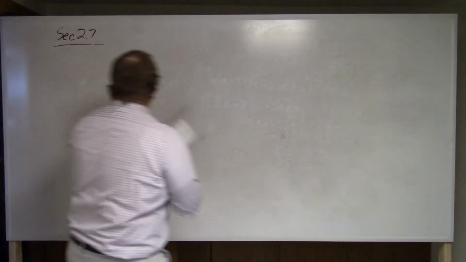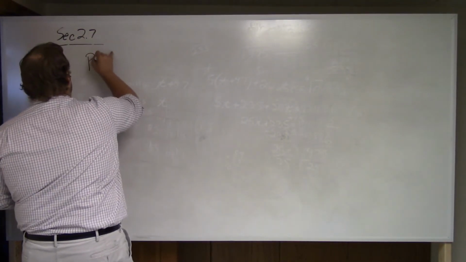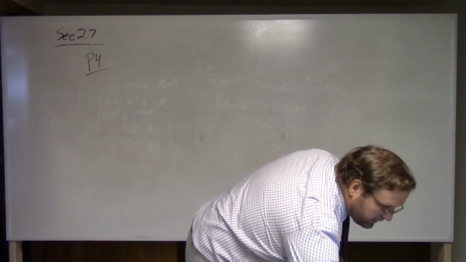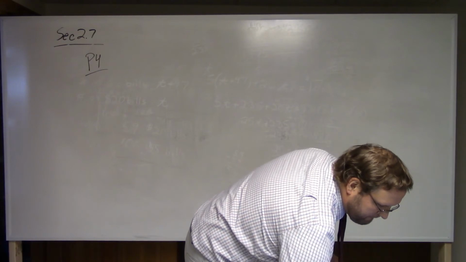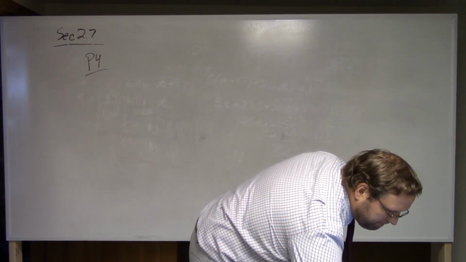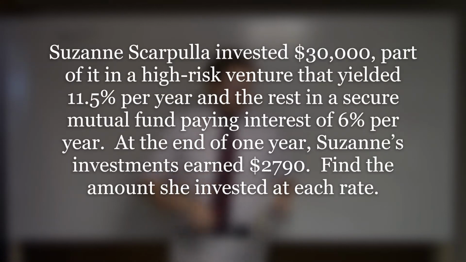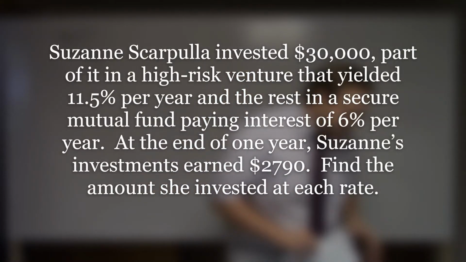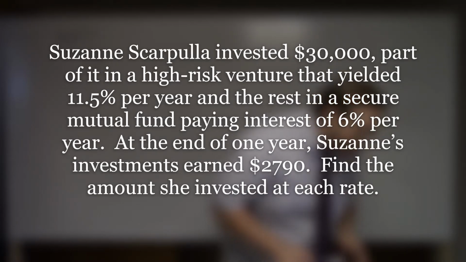Our last example, practice 4, can be found on page 144. And it says, Suzanne Scarpula invested $30,000, part in a high-risk venture that yielded 11.5% per year, and the rest in a secure mutual fund paying interest of 6% per year. At the end of 1 year, Suzanne's investments earned $2,790. Find the amount that she invested at each rate.